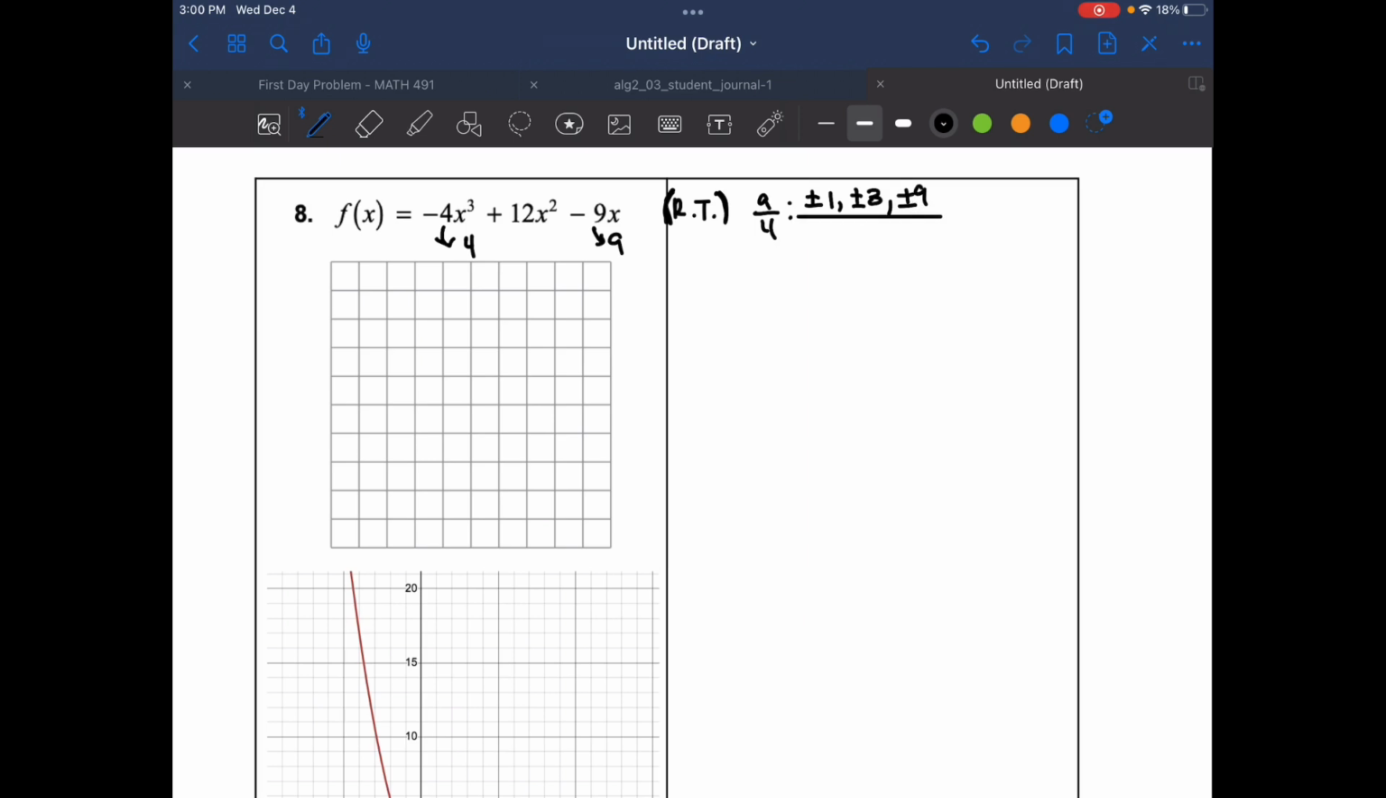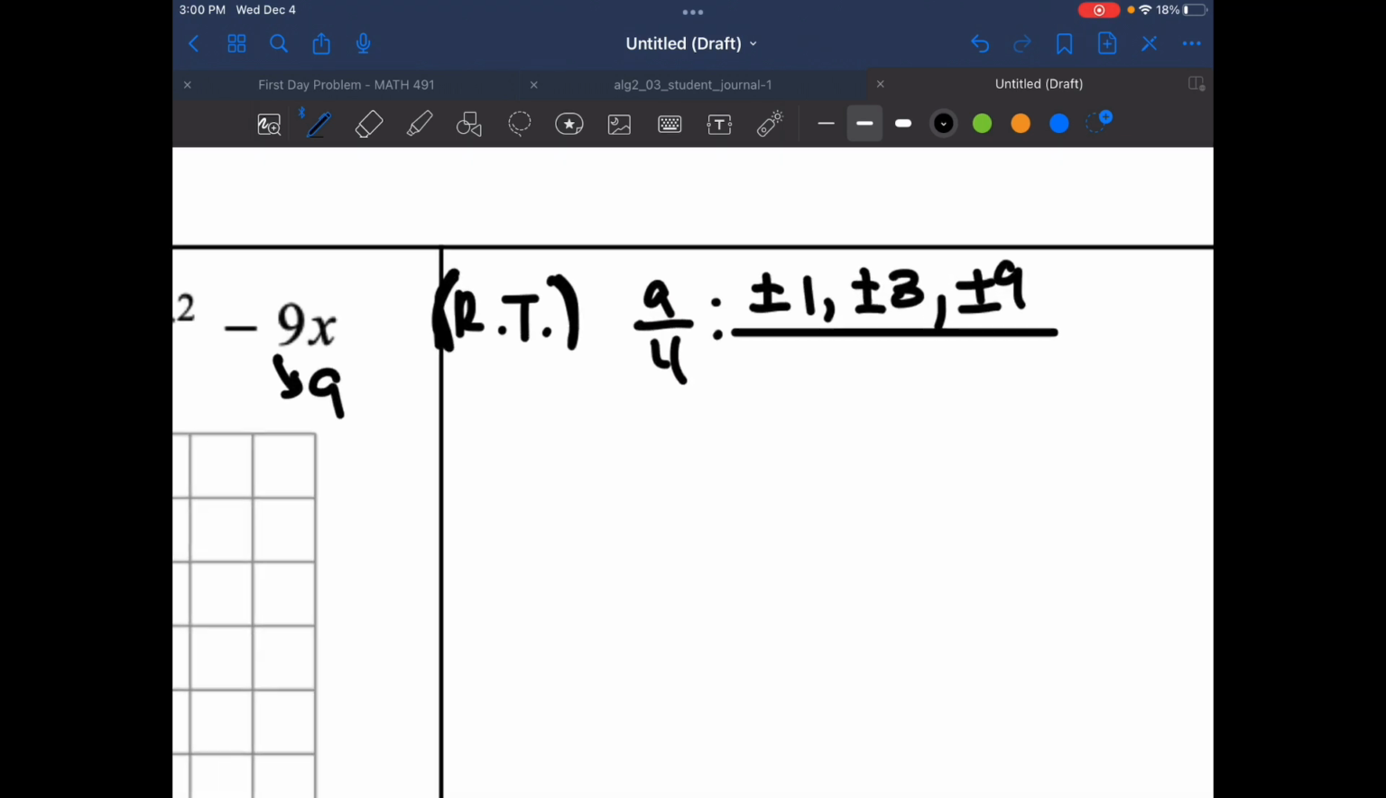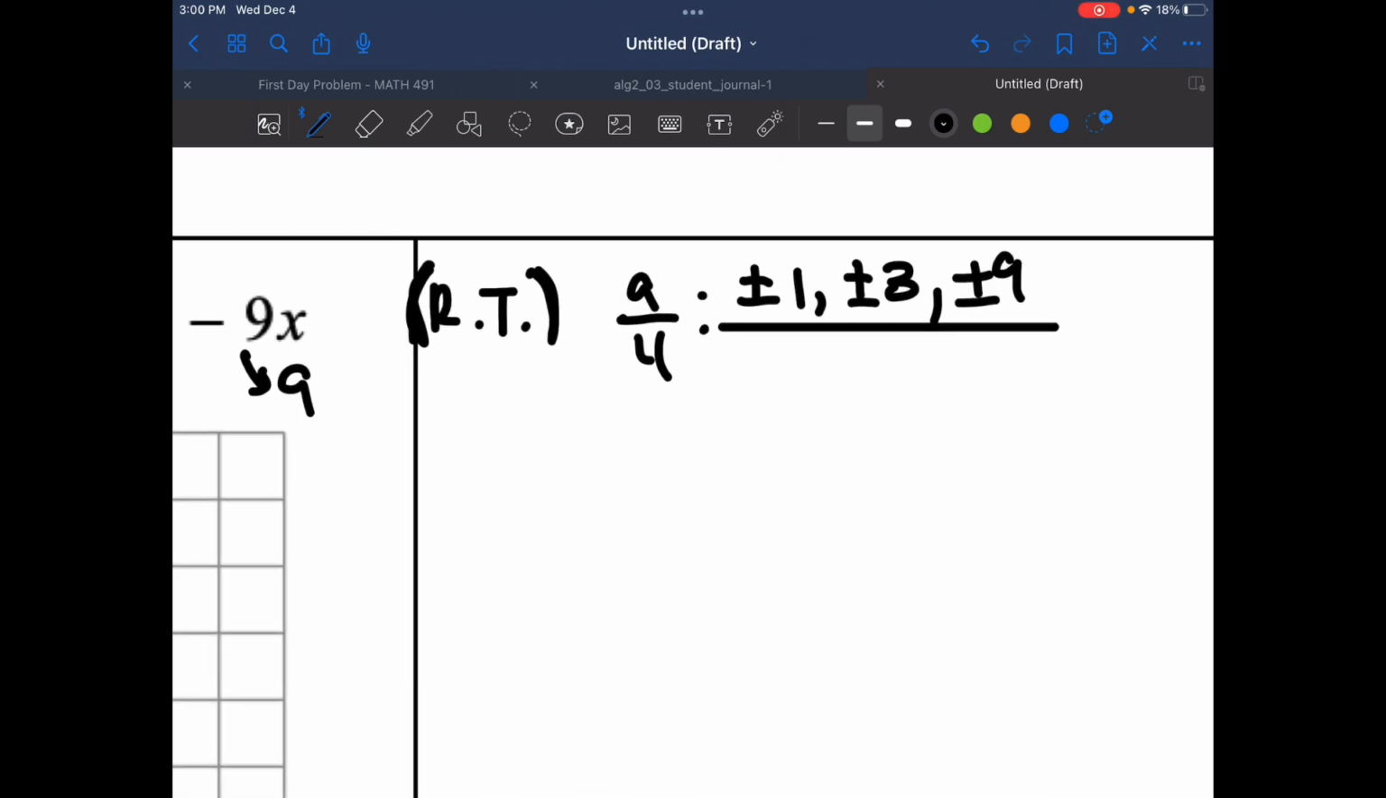9 is one of my favorite numbers besides 7. I like 7 because it's prime. It's just a cool number, you know?